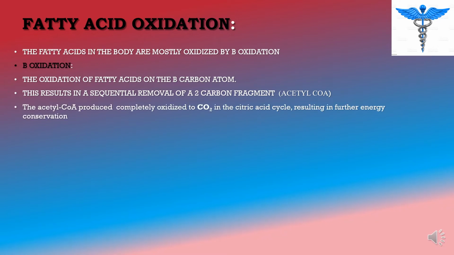The acetyl coenzyme A produced as a result of beta oxidation will be completely oxidized to carbon dioxide in the citric acid cycle, and this will conserve the energy as the body is in the state of starvation. So the conservation of energy is in high demand.